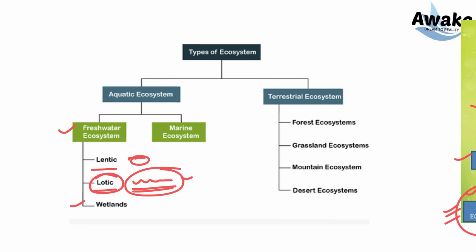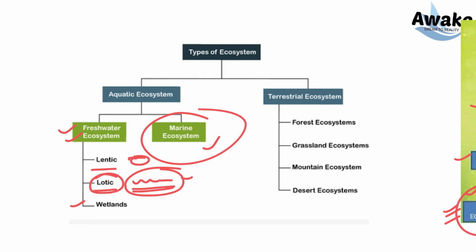A wetland is generally a transition land between the terrestrial and aquatic body. In the marine ecosystem, we have oceans, estuaries and mangroves. You can see the marine ecosystem. In the freshwater, usually we are talking about rivers, lakes and ponds. Again, in this freshwater ecosystem, lentic, lotic and wetlands are the major classification.